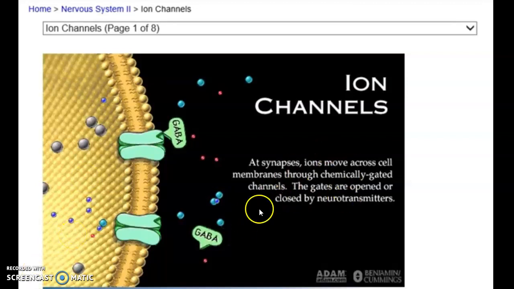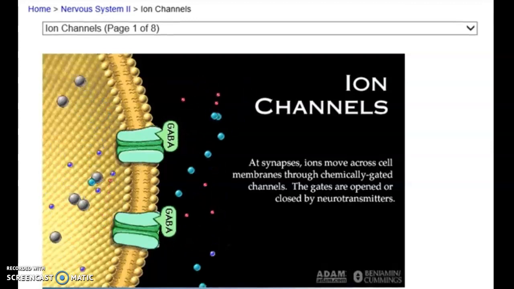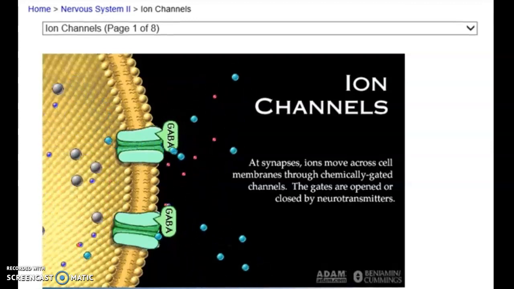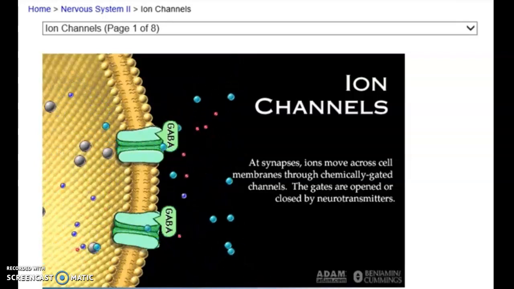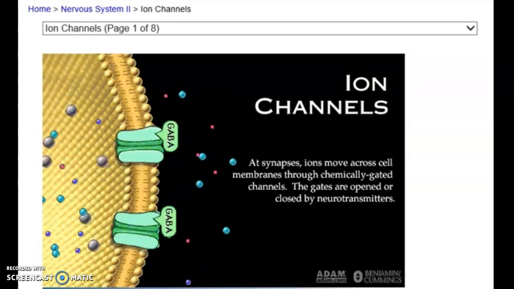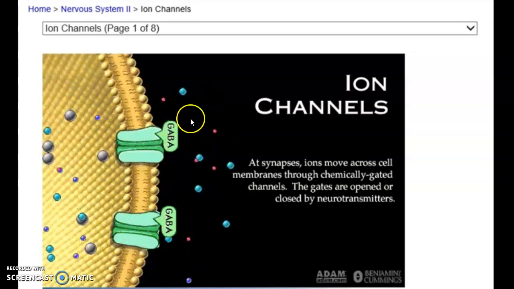Anyway, let's look at this little example that they have for us and listen to their explanation. Synapses. Ions move across cell membranes through chemically gated channels. The gates are opened or closed by neurotransmitters.